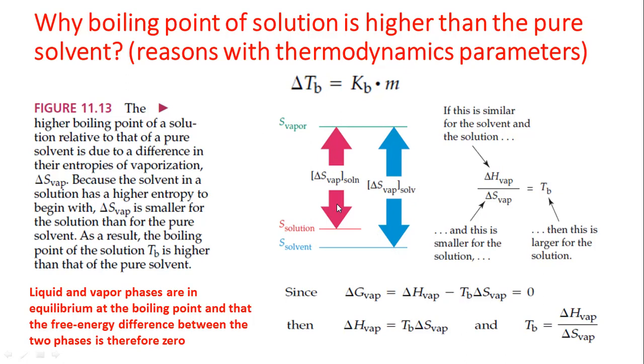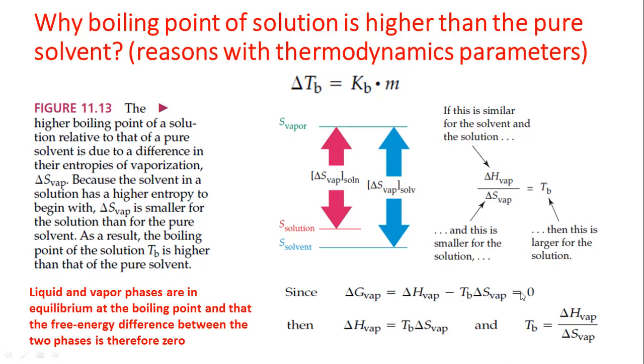Now the second important parameter is the change in free energy. Here, this is the liquid phase and this is the vapor phase, and they are in equilibrium at the boiling point. So at the boiling point both phases are in equilibrium, and that means the change in free energy, or the free energy difference between the two phases, is zero. This is because when the system is at equilibrium, the change in free energy is zero, and boiling starts when both phases are at equilibrium. So the change in free energy will be zero.